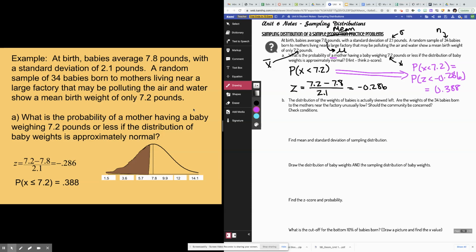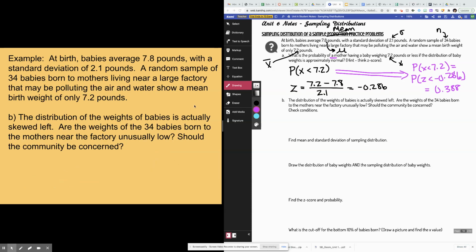So I'd be okay if it was just one, right? The statistic says that's probably fine. But it's when we get into the sampling distribution part that we may come up with some issues, or the math may show us that this actually is a problem, okay? So I'm telling you now that the distribution of weights of these babies is actually skewed to the left. So rather than the population being normally distributed, the population is skewed to the left.